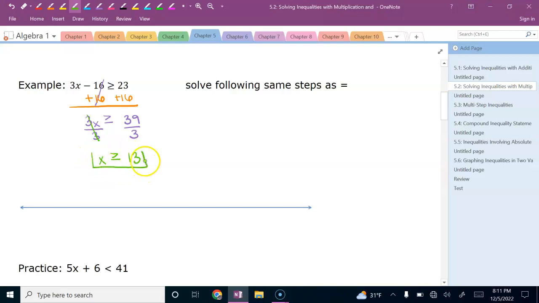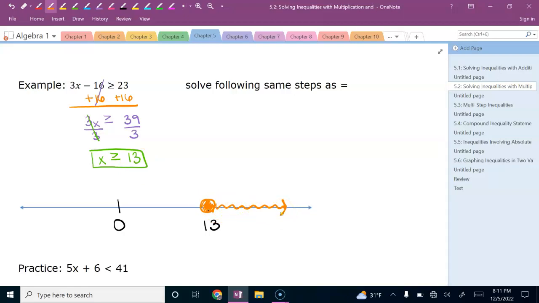So there's your answer. And then just like in Section 1, we need to put this on a number line. So 0 is going to go on the left-hand side, 13 on the right-hand side. We're going to have a closed circle around the 13 because my inequality does have an equal sign, and it's pointing to the right, so I'm going to shade to the right because it's greater than 13.